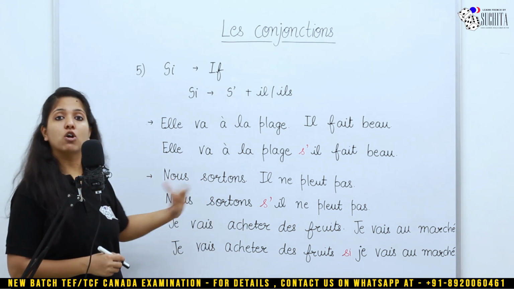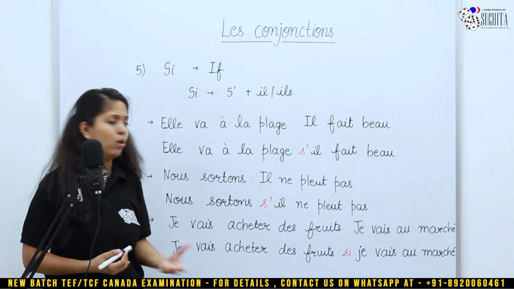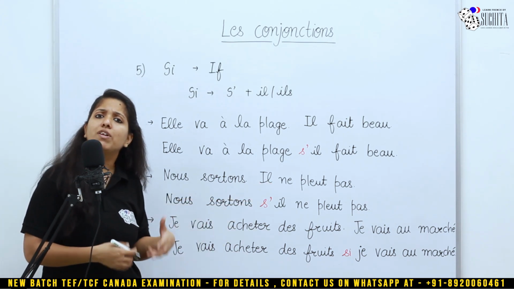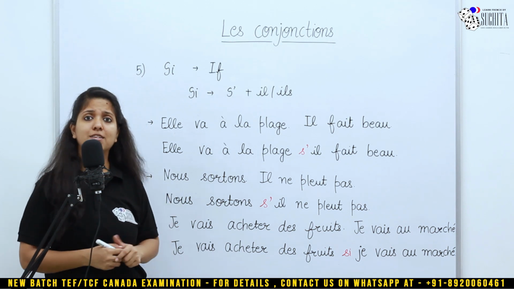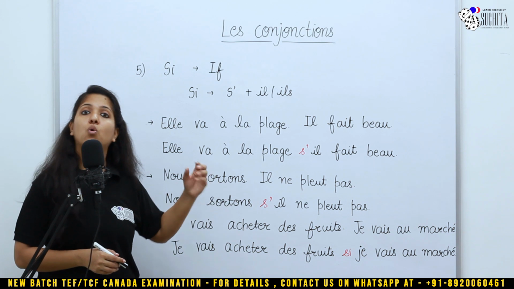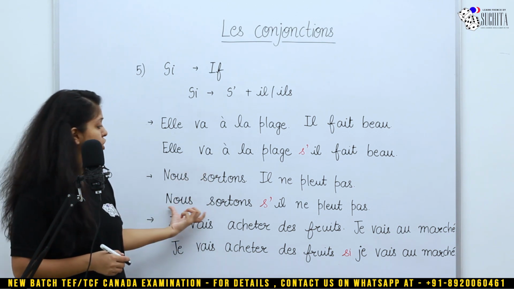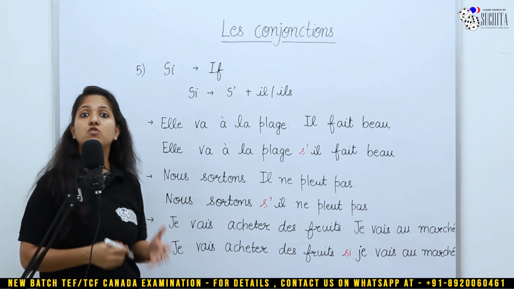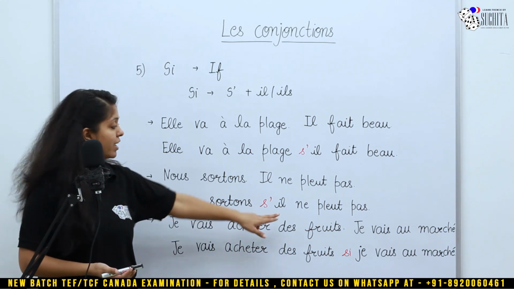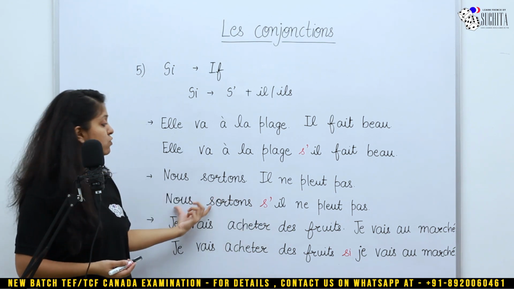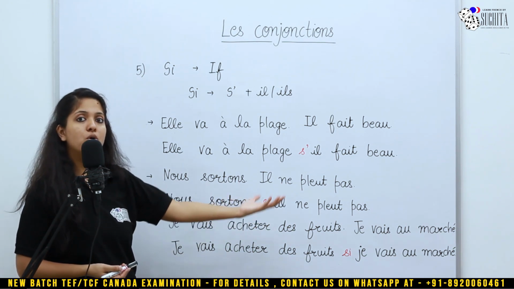Next, nous sortons. We go out, il ne pleut pas. It is not raining. So we will go out if it is not raining. Now there is a condition here that if it does not rain, only then we will go out. So nous sortons s'il ne pleut pas. Again you have il here, so si changed into s'.